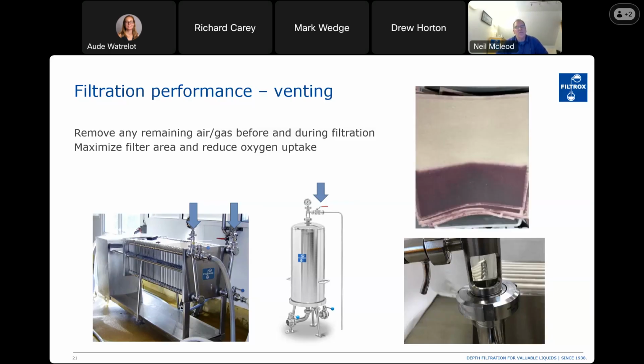Also, if you don't vent properly, you can get air in the top of the filter, and this is a typical red wine filter sheet where it's obvious the filter press hadn't been vented properly and had been run without anybody knowing about the venting issue.